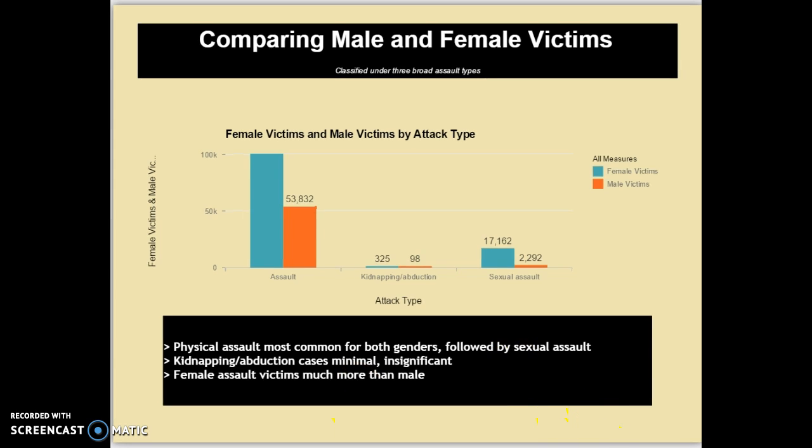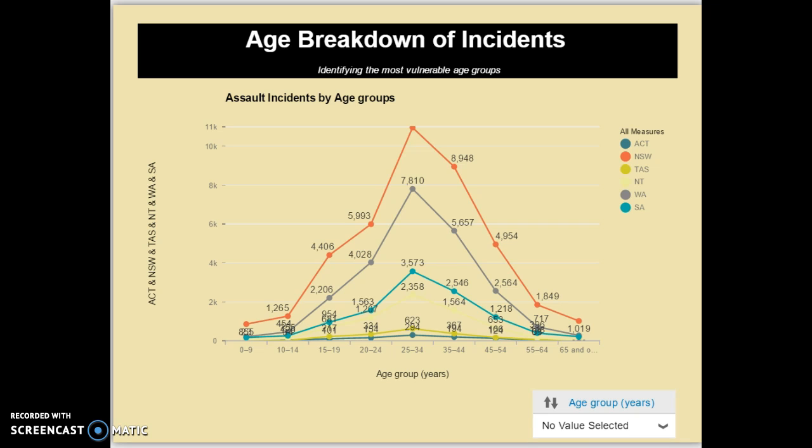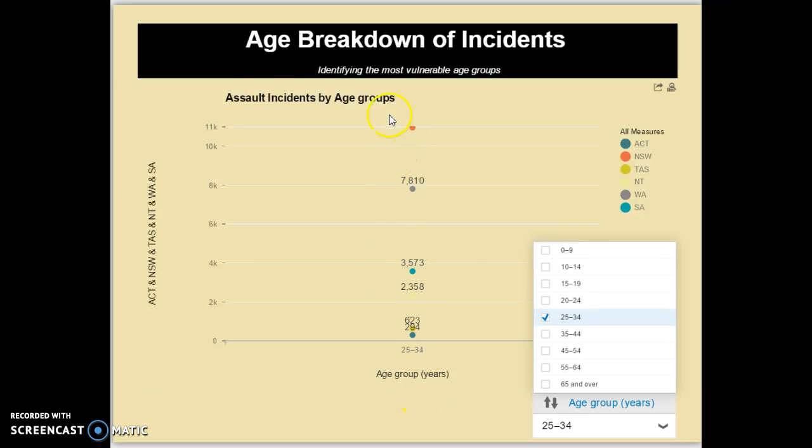The next thing we decided to do was an age-wise breakdown of all the recorded incidents, where, when it comes to physical assault, there was a clear winner, so to say. We can see throughout all the states and territories, the age group of 25 to 34 had the highest number of incidents. Clearly, this is the highest target group for physical assaults in Australia.